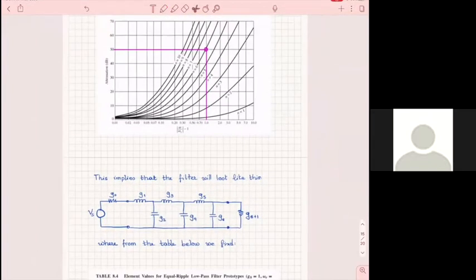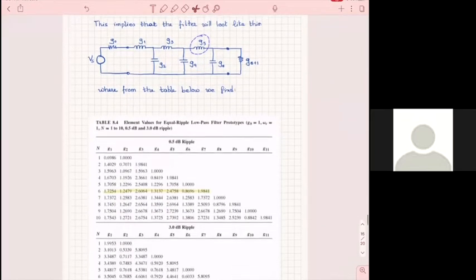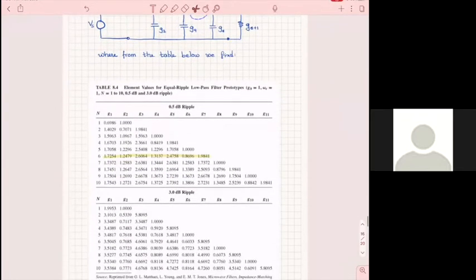So what are my sections? 1, 2, 3, 4, 5. All of the series sections are inductors, the shunt are capacitors. Okay. And then I do exactly what I did before, but I'm looking at the correct tables.